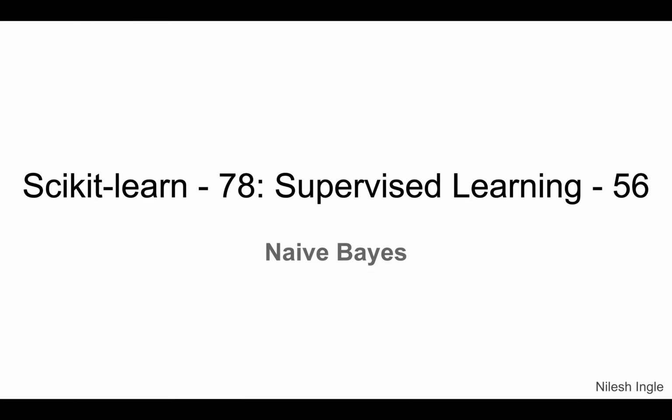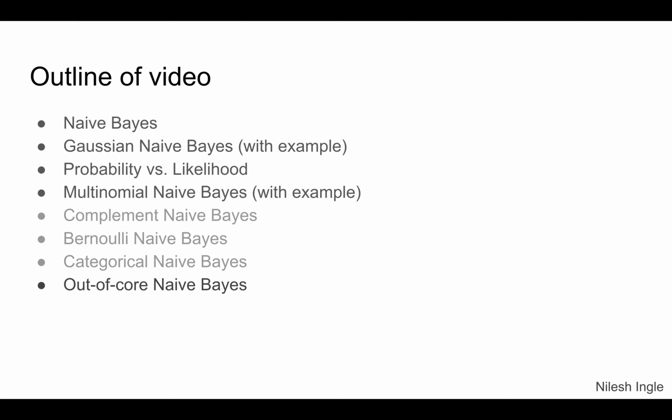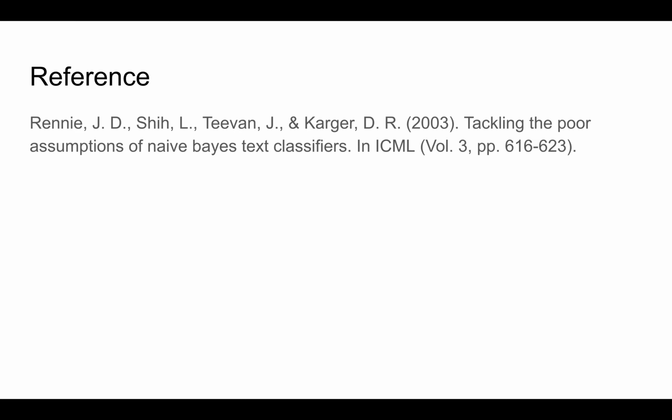I'm Nilesh, and in this video we'll look at naive Bayes classifiers and specifically look at what is naive Bayes. Then we'll look at the Gaussian and the multinomial naive Bayes classifiers with examples, and then we'll look at the complement, Bernoulli, and categorical naive Bayes, the mathematical relation for those, and finally I'll mention what the out of core naive Bayes is. So here is one reference for further reading, which talks about the naive Bayes text classifiers.